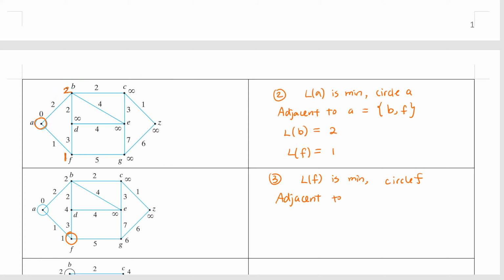Okay, then now we continue. What are the vertices adjacent to F? Adjacent to F, and you don't count A because A we already fixed. We're talking about the vertices that are unlabeled, I mean, the vertex doesn't have a permanent label. So those are D and G. And then LD and LG, let's see. What is LD? Well, D is right here. So it's 1. Add 3, that's why we get 4.